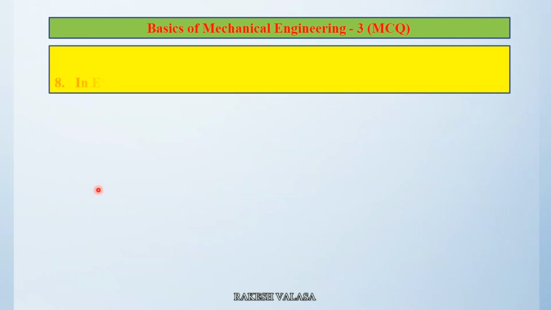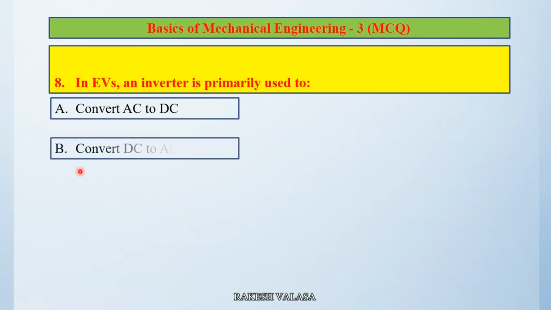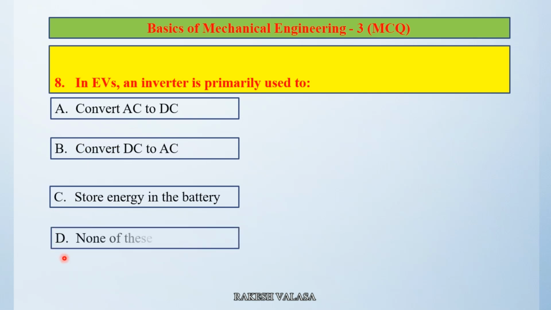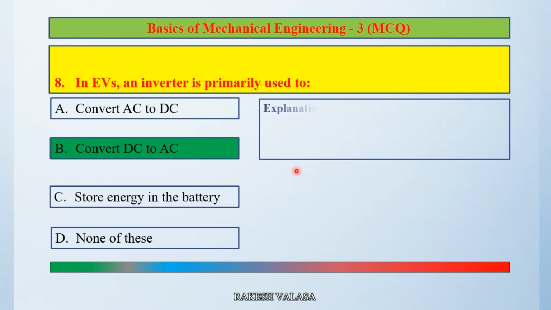Question number 8. In electric vehicles, an inverter is primarily used to option A, convert AC to DC, option B, convert DC to AC, option C, store energy in the battery, option D, none of these. The correct answer is option B, convert DC to AC. Let us see the explanation.